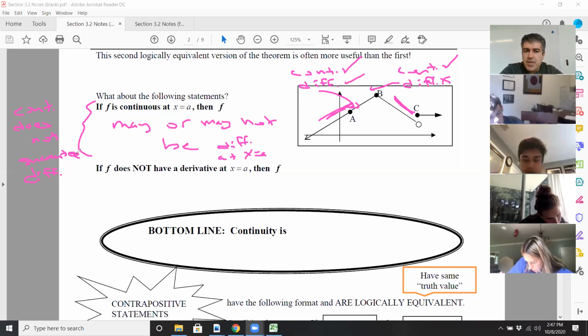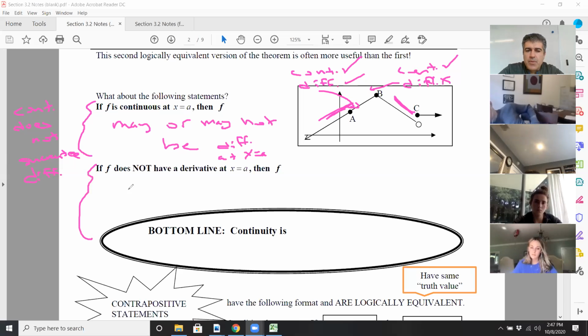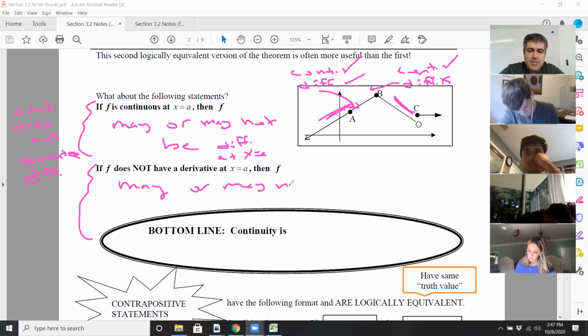And that right there was the converse of the statement on the top of that page. If you're differentiable, you're continuous. The converse is not necessarily true here. What about the inverse? If you don't have a derivative, f may or may not be continuous, depends. Just because you don't have a derivative doesn't mean we can make a statement about the continuity.